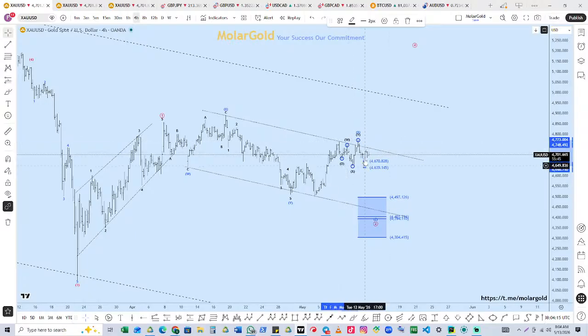Let's get into it. I'm going to go right from the Elliott wave session all the way to SMC.